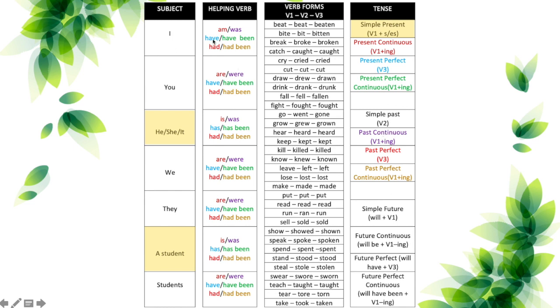If you go to the past continuous, purple color, that means you have to use a helping verb. Find the purple color here, here it is. The formula says V1 plus ing. So I was break plus ing, breaking. I was breaking. You were breaking. It's not where, it's were.